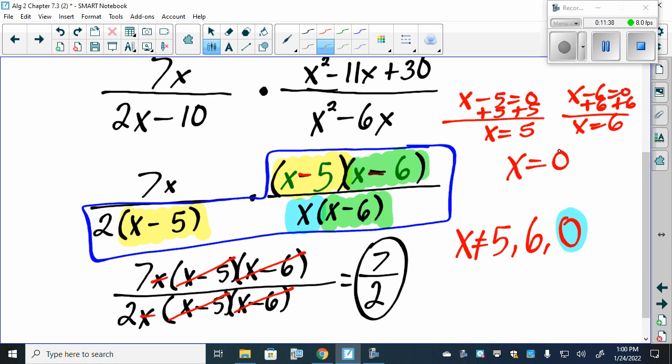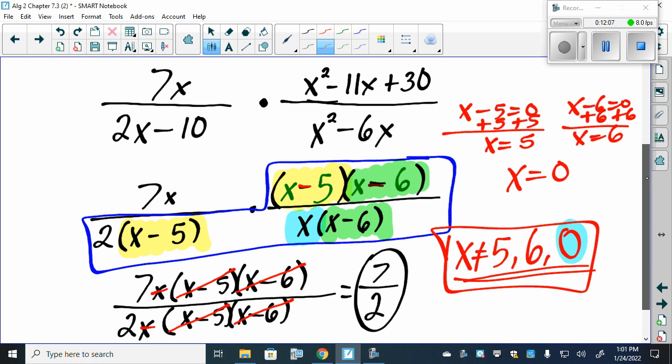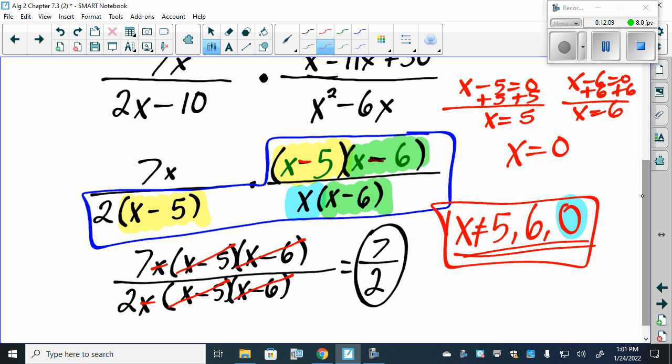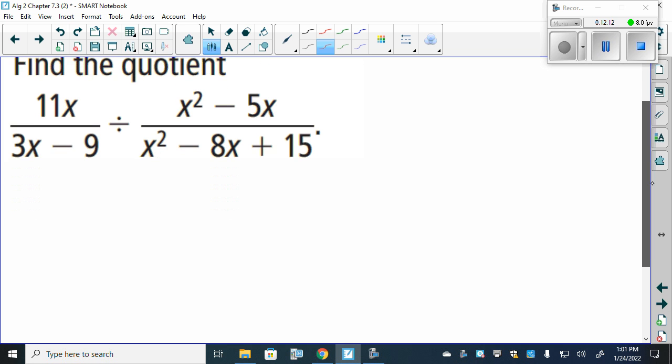And again, the restrictions are going to become more helpful when we start solving, because they tell us what values x cannot be. So if one of these comes up as the solution, it's extraneous. It doesn't work in the original problem. And if all the solutions that we have are the restrictions, that means there are no solutions at all. All right. We can go on and look at the next one.